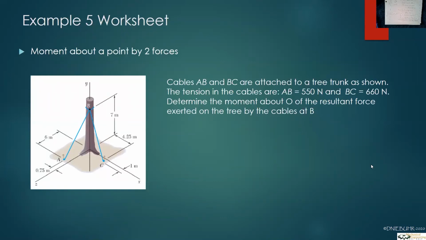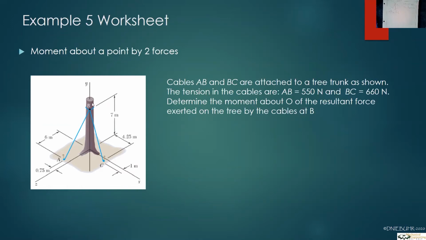So this is example 5 worksheet. If you haven't downloaded it, pause the video and go ahead and do so. You'll want to have that one for you when we do this problem. Now, this problem is a 3D moment about a point.